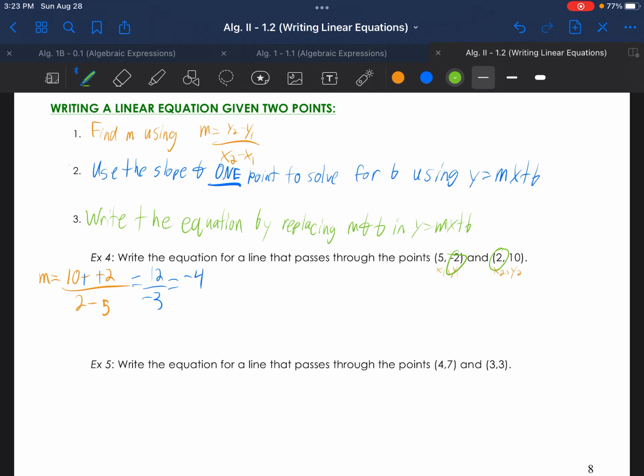because they're from different points. So they don't actually go together as an x comma y. So you have to pick a pair. You can't just pick from one and then go to the other. So if I'm picking -2, I have to pick 5. If I'm picking 10, I have to pick 2.